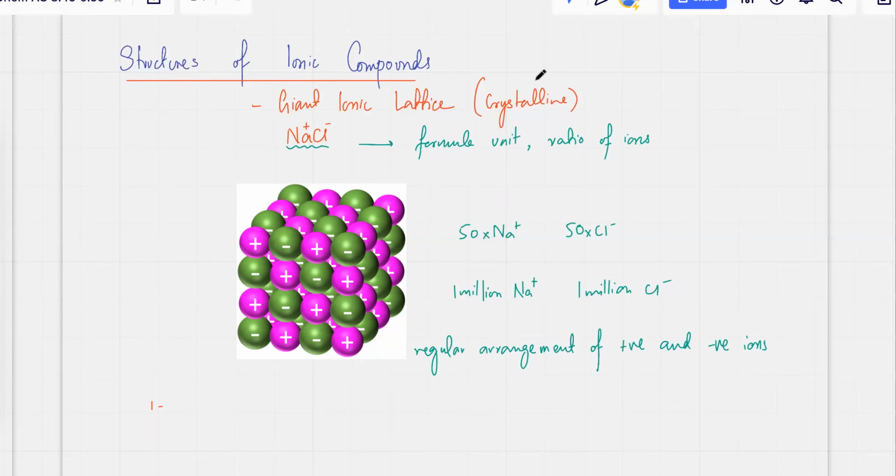I think it's low. Look at the attraction. Is it going to be very hard? They're very strongly attracted to each other. The positive ions are attracted to the negative ions, which are attracted to the positive ions. So there's a lot of attraction between them. So it would be really hard to actually melt them.